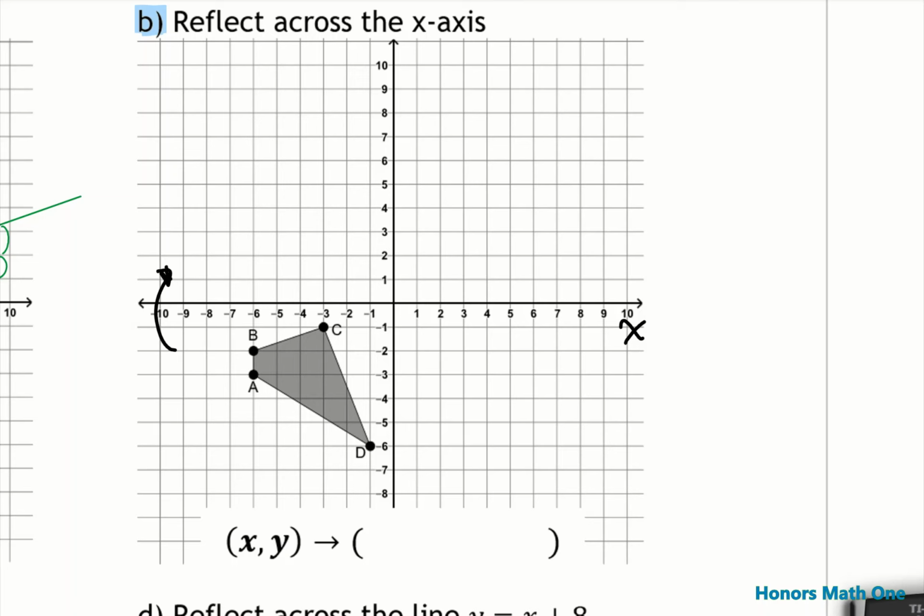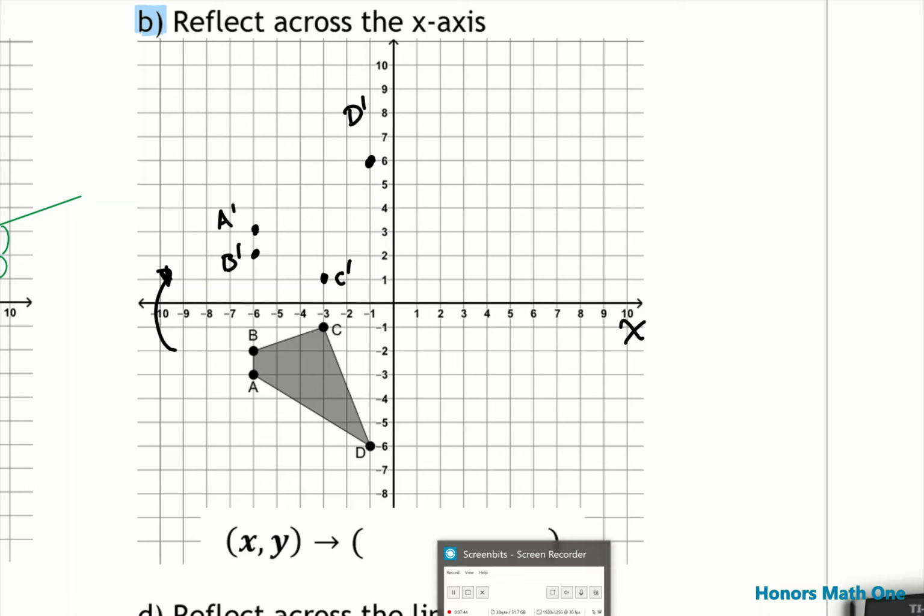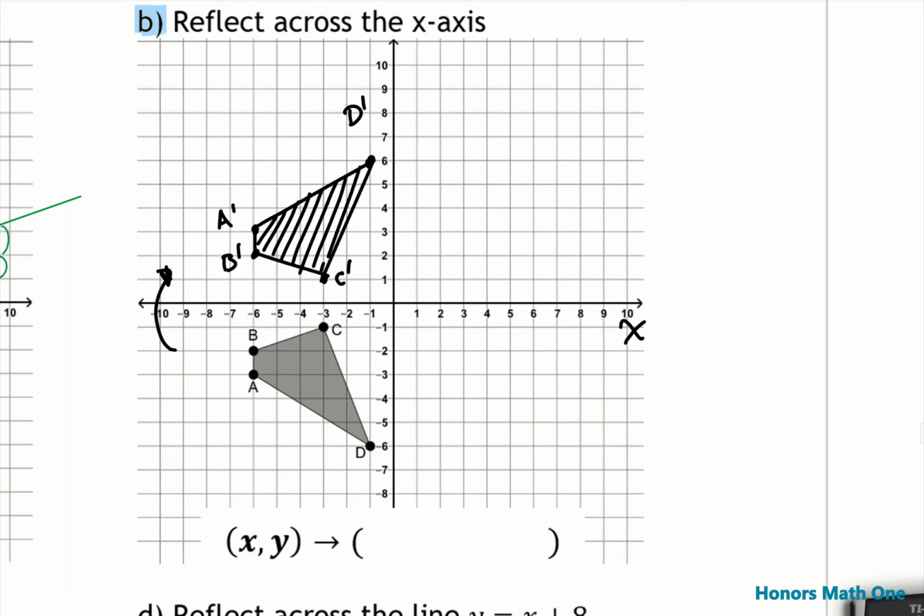Reflections are pretty easy because it's just going to be equal distance. So this is C. This has to be C prime, right? This is B. It's 2 away, so I'm just going to go 2 up. This is now B prime. A is 3 away, so I'm just going to go right here. Should be A prime. And then D is way down here at a negative 6, so I'm just going to go up to positive 6. And this would be my D prime. So let me grab the ruler and go ahead and draw that. Okay, so there we go.